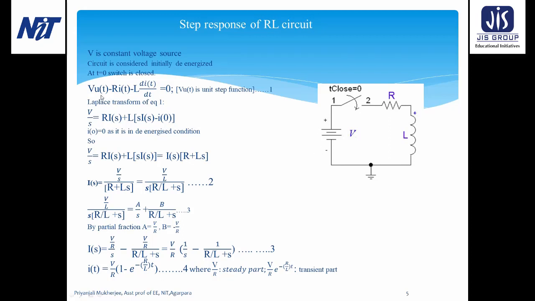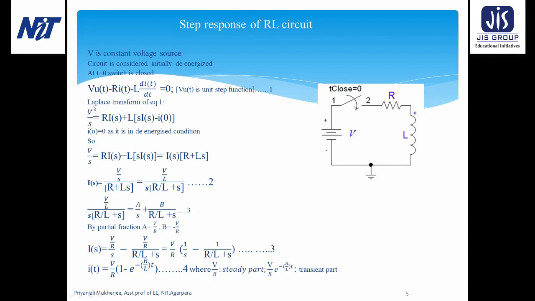So the governing equation can be written as V u(t), because we are considering the unit step function, minus R i(t) minus L di/dt is equal to 0, and the voltage exists only when the switch is closed, and the voltage is V u(t), that is the unit step function. So now we can take the Laplace transform on both sides.